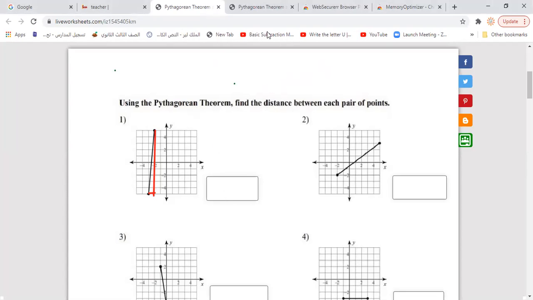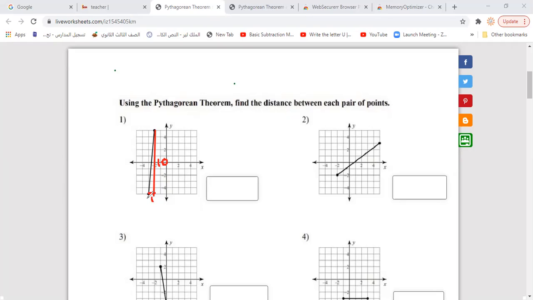Equal what? 10. Yes, it will be equal 10. So we have the vertical line here, it will be equal 10. And what about the horizontal line? How many units with the horizontal line here? How many units? 1. Only one, right?